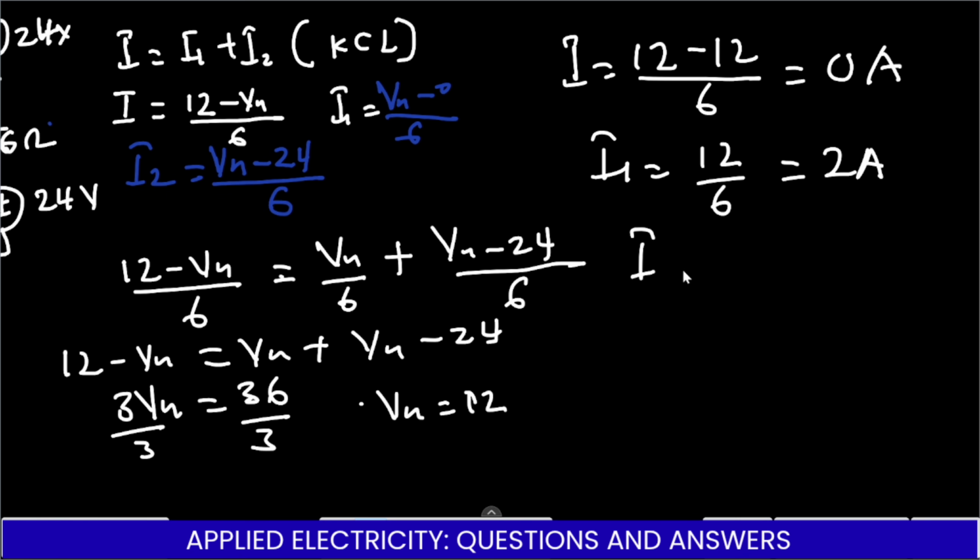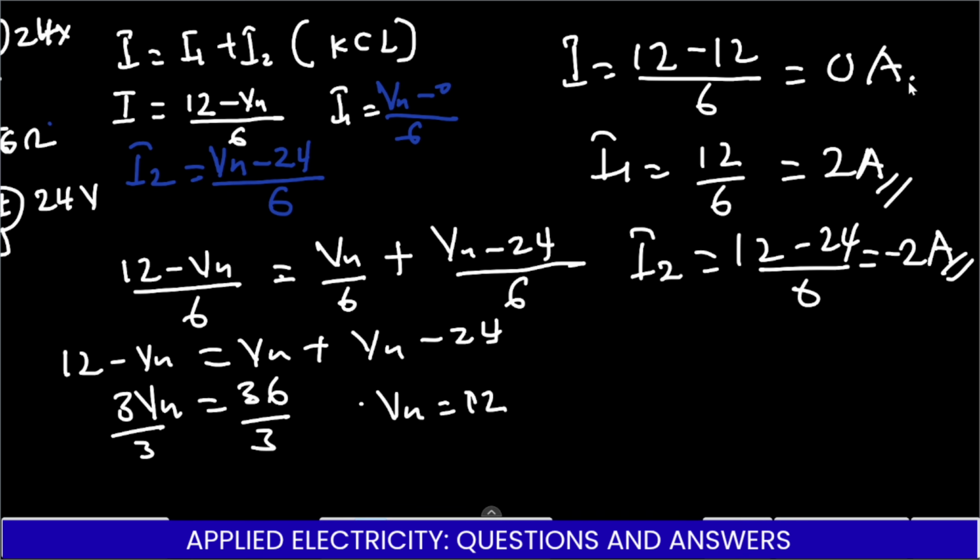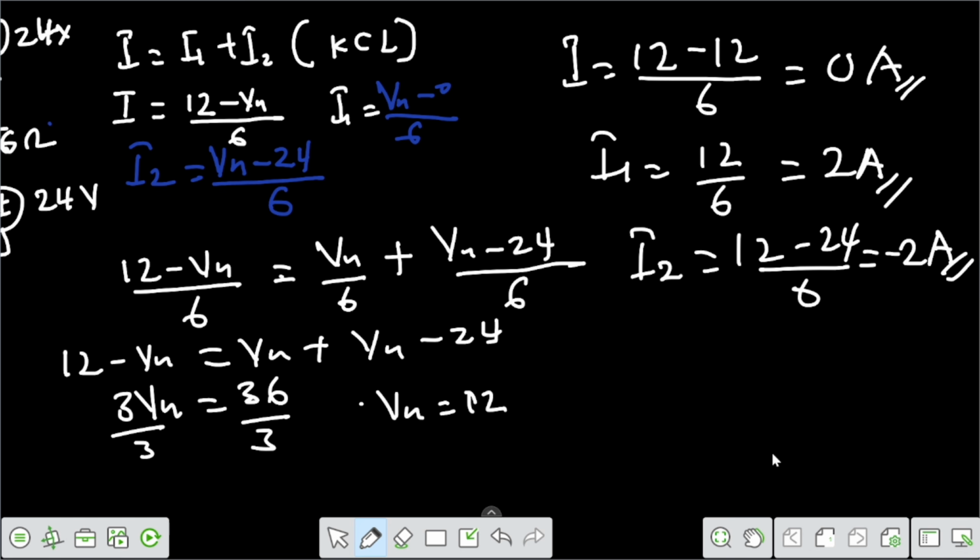Now let's move on to I2. I2 is equal to Vn, which is 12, minus 24 divided by 6, which gives us minus 2 amps. So finally these are our results. Don't forget we said I is equal to I1 plus I2, so if we check the equation, we realize that I1 plus I2 gives us 0, so that makes it correct. That is all for this analysis.